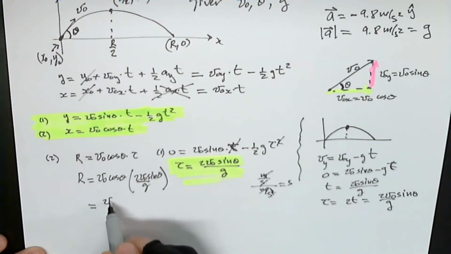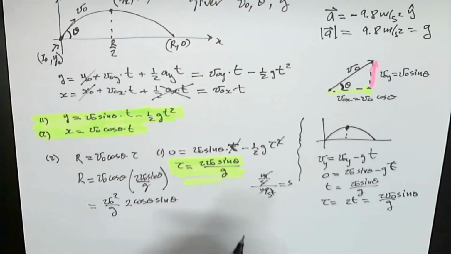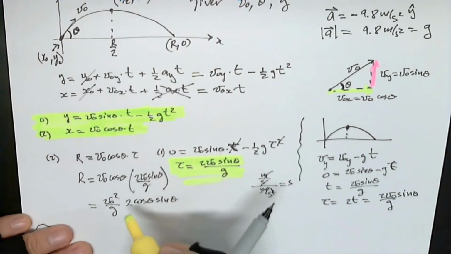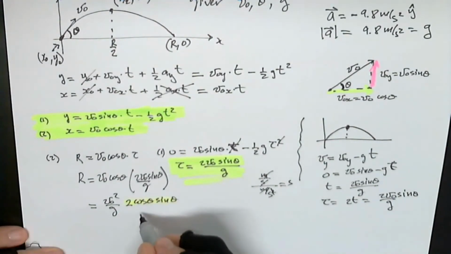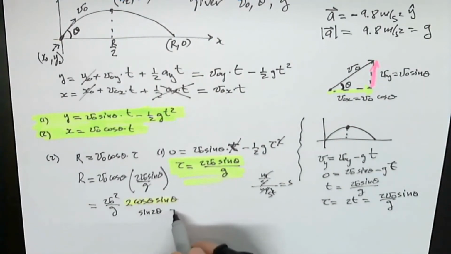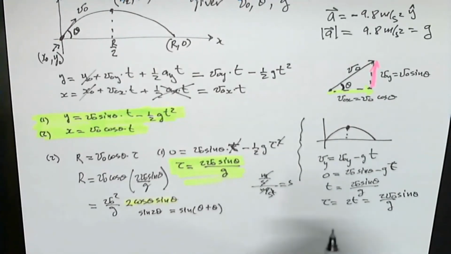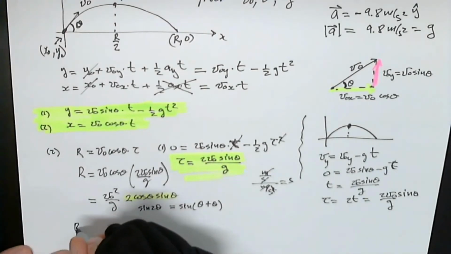v naught squared over g, and then you have 2 cosine of the angle, sine of the angle, and this is sine of twice the angle. And how do you know that? Because this is sine of theta plus theta, and you do sine cos plus cos sine for the sum of the angles, and this is what you get. So this is the equation for r.